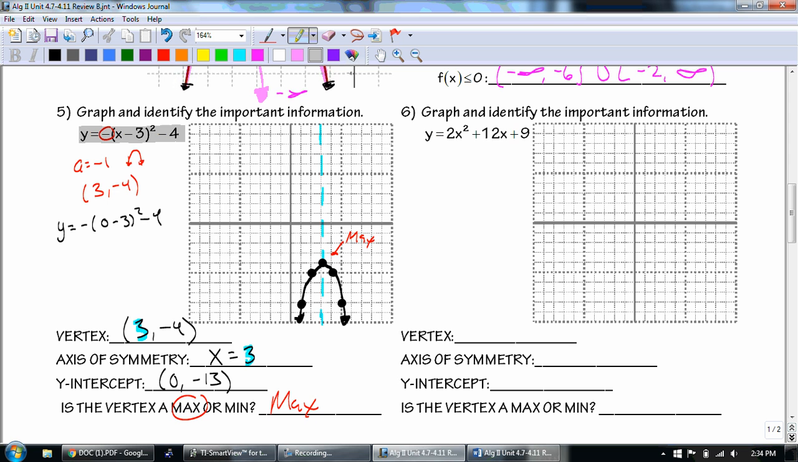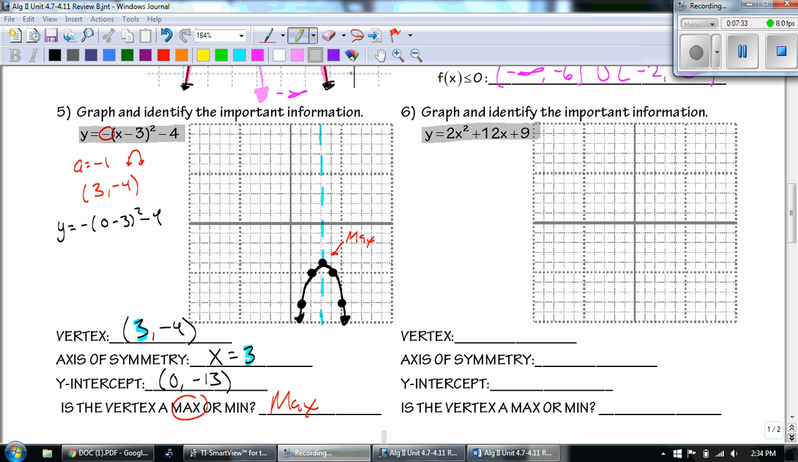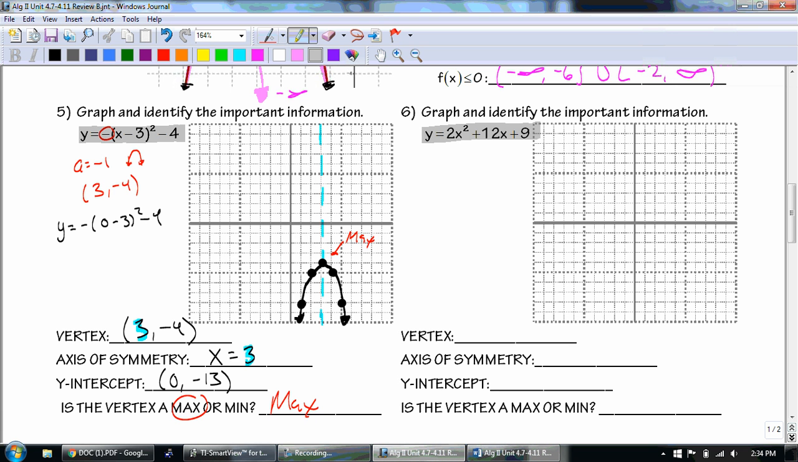Okay, so that was number 5 and number 6. Looking at number 6, it is a little bit different because it's in vertex form. Not vertex form, it's in standard form, Mr. Grice. So when it's in standard form, the first thing that we have to do is take the opposite of b and divide it by 2 times a. So that's negative 12, and 2 times 2 is 4, which gives us negative 3.